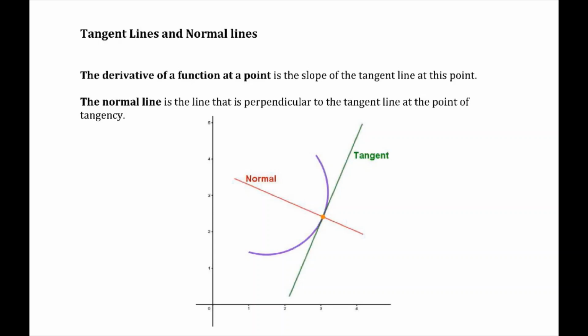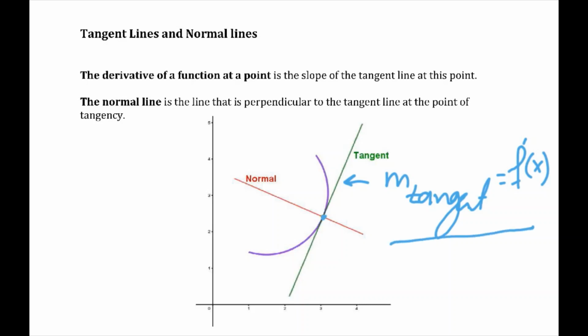Hello everyone. Today we will learn how to find the equation of the tangent line and the equation of the normal line by using the derivative. Now we all know that the derivative of a function at a point is the slope of the tangent line at this point. So if I'm talking about this point here, this line is the tangent and the slope of the tangent, which is the first derivative, by finding it, we will be able to find the tangent line equation, which is y equal mx plus b.